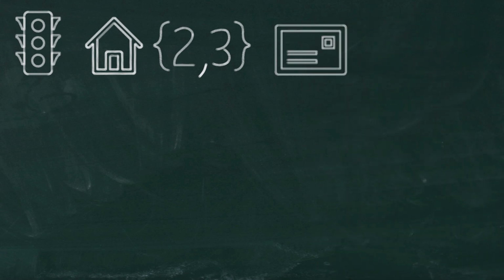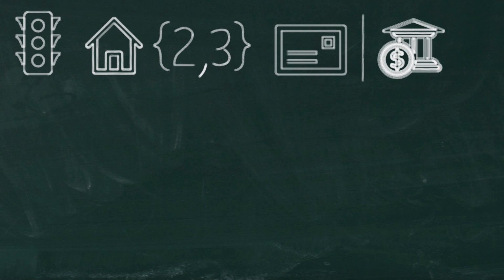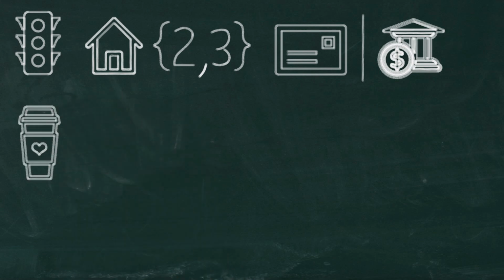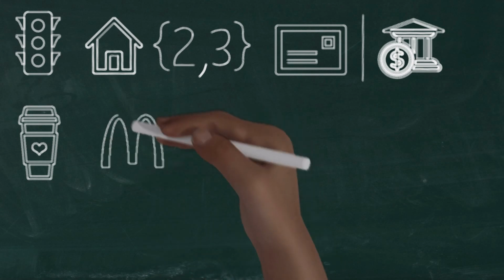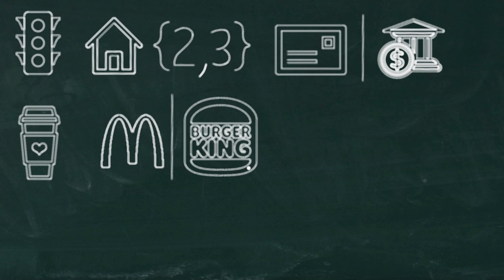So it's either a post office, maybe it was not a post office, maybe it was a bank. So either a bank or a post office, one of them. I mean, not both, just one of them. And after that there was a Starbucks, and after that I think there was a McDonald's. No, it was a Burger King. I'm not sure, either McDonald's or Burger King, so one of them.